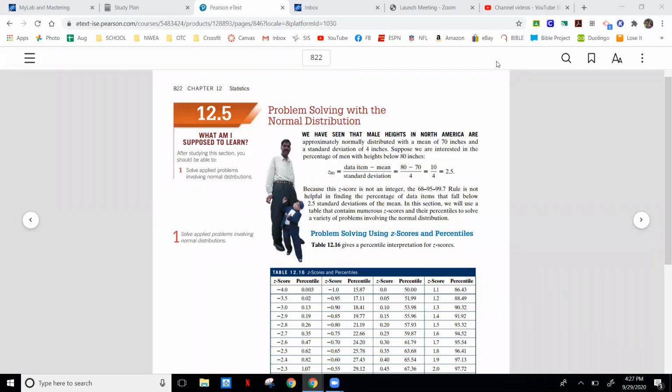All right, today we're going to be going over section 12.5, which is the last section of chapter 12 that we're going to cover. So 12.5 covers problems with normal distribution. It's really going to focus on two things: z-scores, which we talked about last time, and then percentiles. Percentiles is the new thing we're going to be talking about.